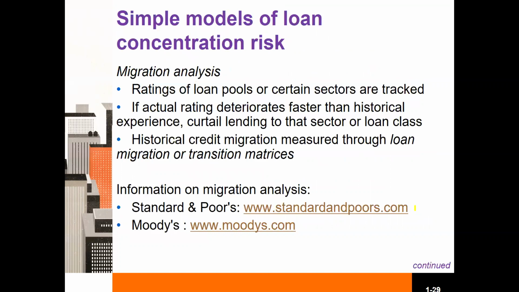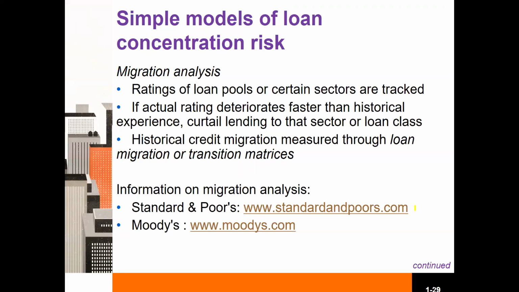Financial institutions widely employ two simple models to measure credit risk concentration in the loan portfolio beyond the purely subjective model of "we have already lent too much to the borrower." The first is migration analysis. In migration analysis, lending officers track benchmark credit rating agencies' ratings, for example Standard & Poor's, Moody's, or Fitch, or their own internal credit rating of certain pools of loans or certain sectors.